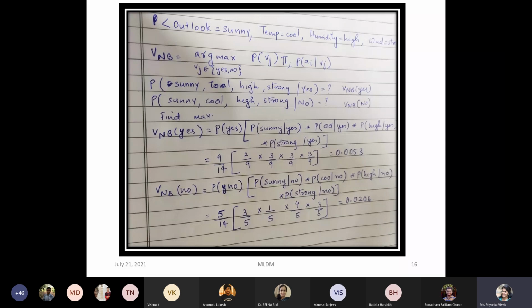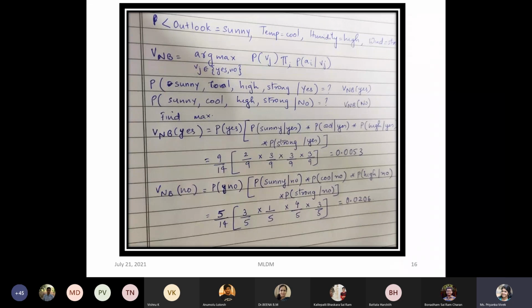The 2 lines just before the find max, just below our V NB, argmax of P of Vj, P of sunny, cool, high, strong, given yes. Is that what I have to predict? No, it is the other way. So I made a mistake in writing. Sorry for that. You should write the other way. That is probability of yes given sunny, cool, high, strong. Same way probability of no given sunny, cool, high, strong. Okay, that is the prediction we have to make.